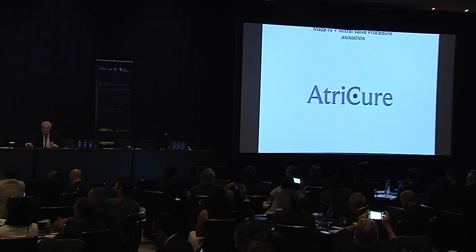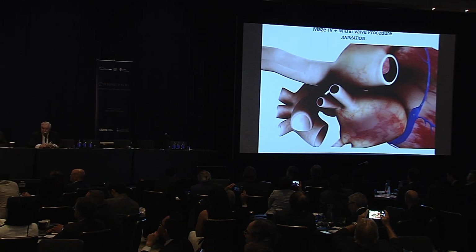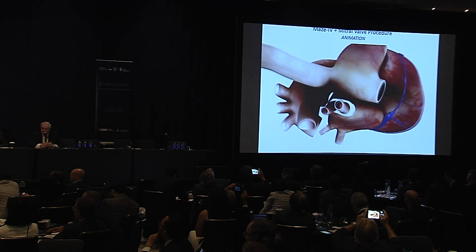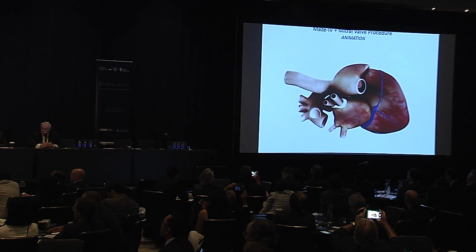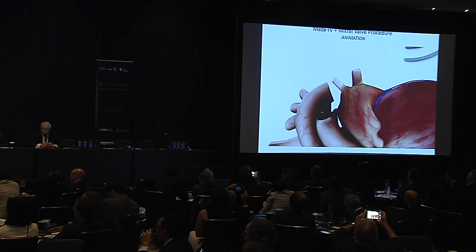This is just an animation. This is an animation of a maze 4. I just showed you a maze 3, but this is an animation of a maze 4. So here you're clamping the right pulmonary veins from outside the heart to isolate them. And what most people do is they then check the pulmonary veins. Now this is fine because it's before you've arrested the heart. You're on bypass, but you haven't arrested the heart.